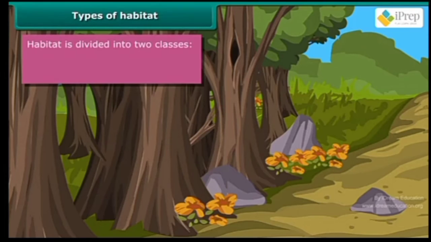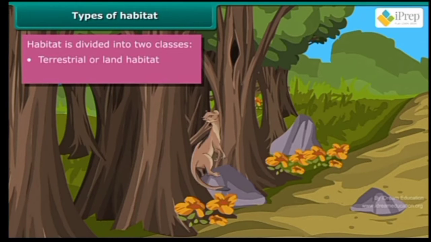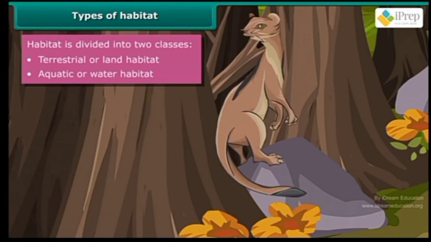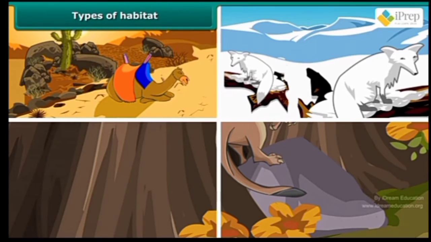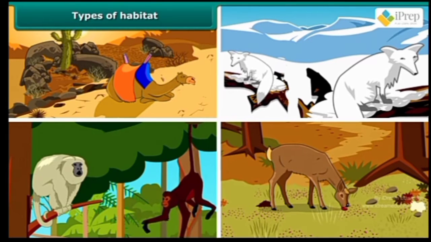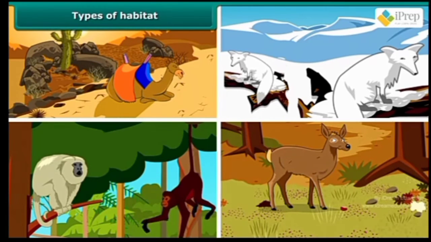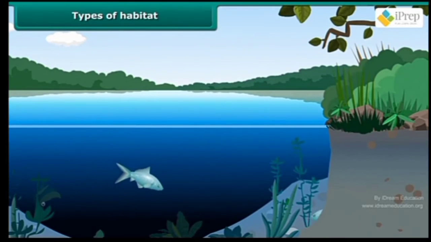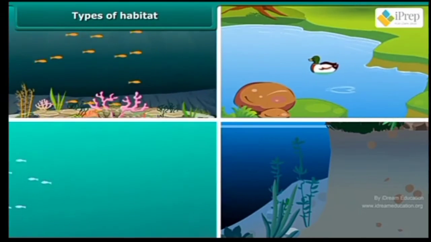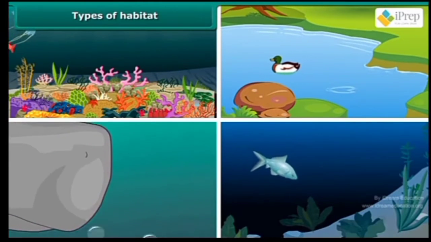Habitats are divided into two classes. 1. Terrestrial or land habitat. 2. Aquatic or water habitat. The habitat of living organisms found on land is terrestrial habitat. Desert, mountains, forest, and grasslands are examples of this category, whereas the habitat of living organisms found in water is aquatic habitat. Sea, ponds, oceans, and lakes are examples of this category.